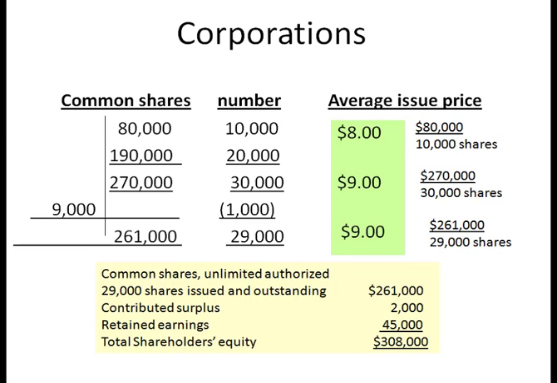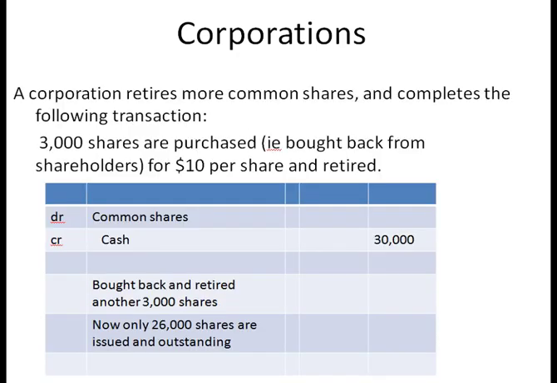We'll now carry on and look at a second transaction where we pay out more than the average issue price to buy it back. It ends up reducing equity accounts. Okay, in our second transaction, we buy back 3,000 shares, paying $10 per share, or a total of $30,000. The debit to the common share account is again the average issue price of $9 times the 3,000 shares, or $27,000. Here the rules are different.